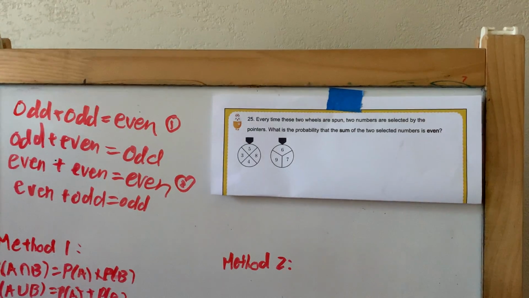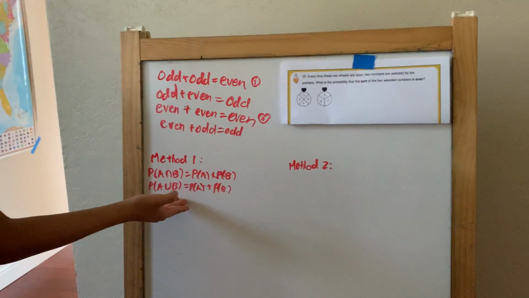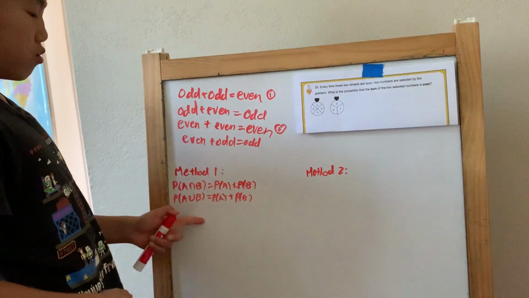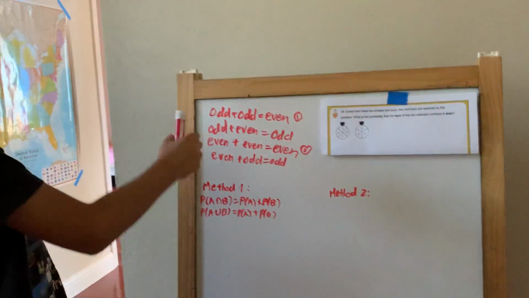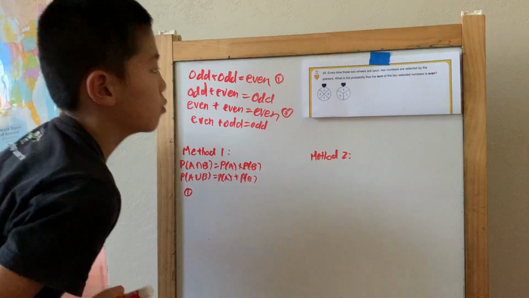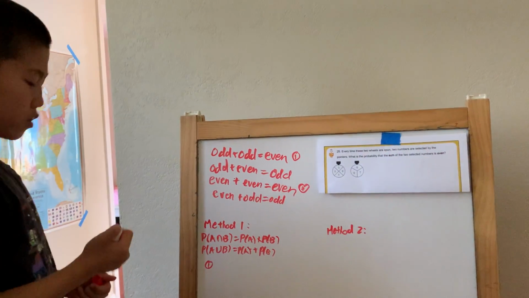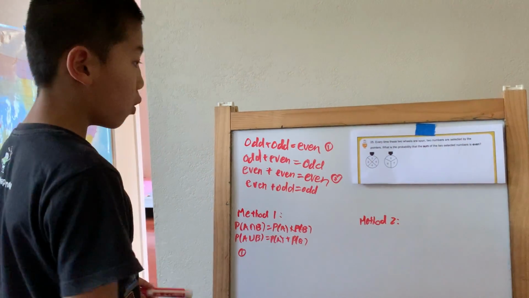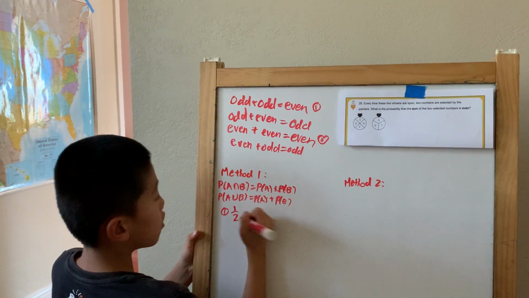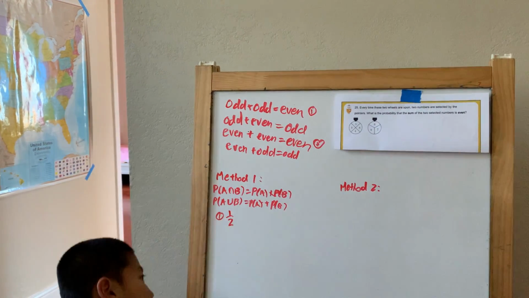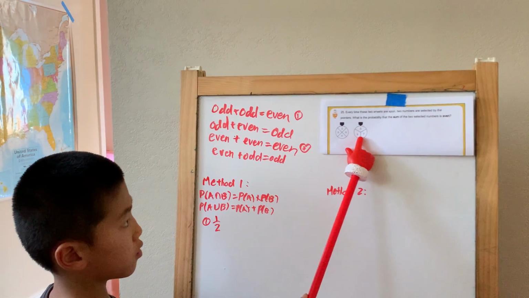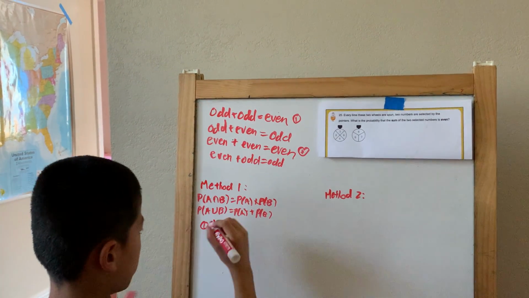So that means we can use these two equations. Now if we use case 1, which is odd plus odd, we see there are 2 odd numbers in spinner 1 out of 4 numbers in total, so the probability is 1/2. And we see that we have 2 odd numbers in spinner 2 out of 3 numbers. That means that the probability is 2/3.